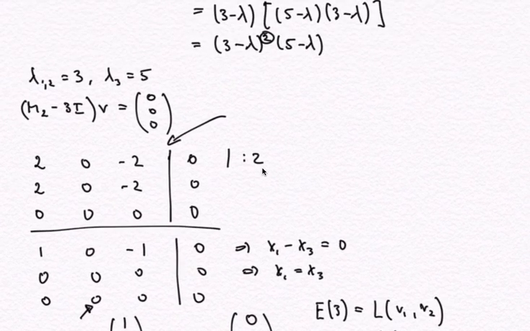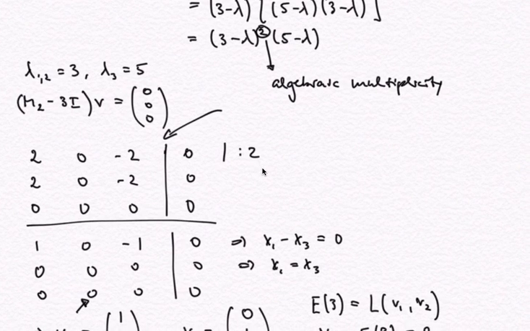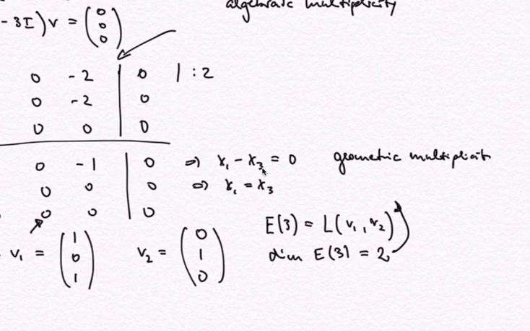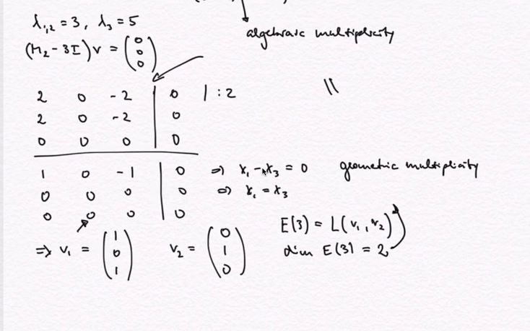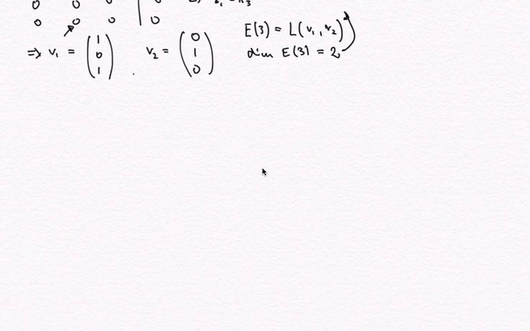Now, the multiplicity of the root in the characteristic polynomial is called the algebraic multiplicity of this eigenvalue. And the dimension of the eigenspace is called the geometric multiplicity of this eigenvalue. Now, if the two are the same, geometric equals algebraic multiplicity, then the double eigenvalue comes with two eigenvectors. And so I just need to find the third one.